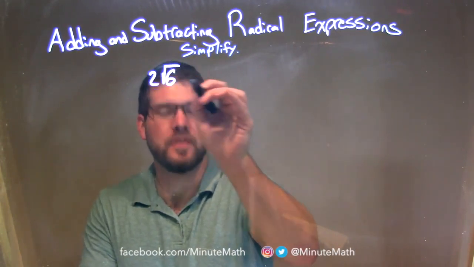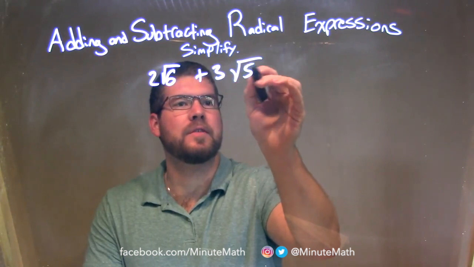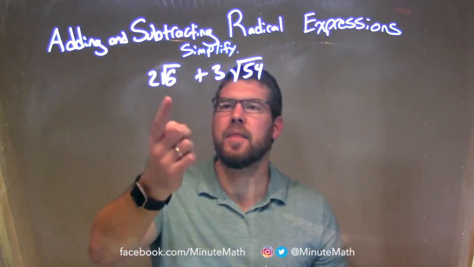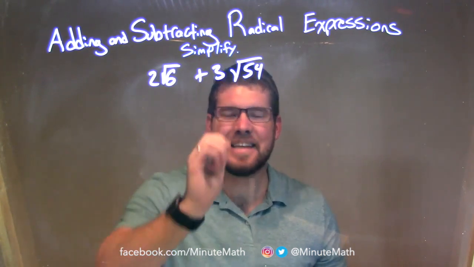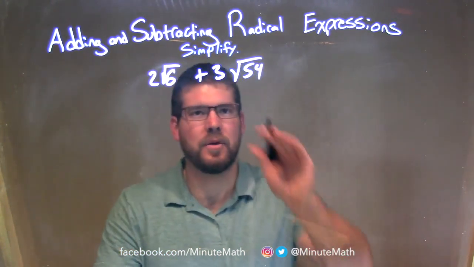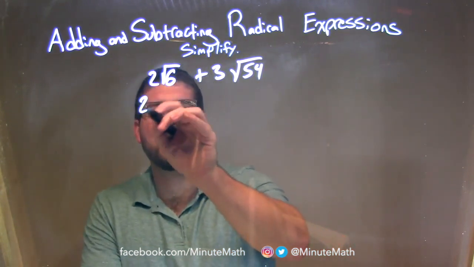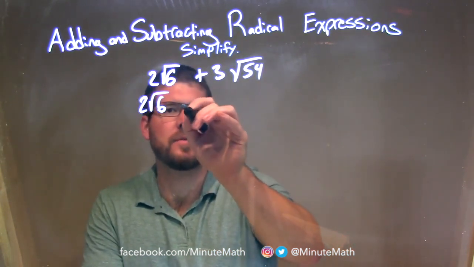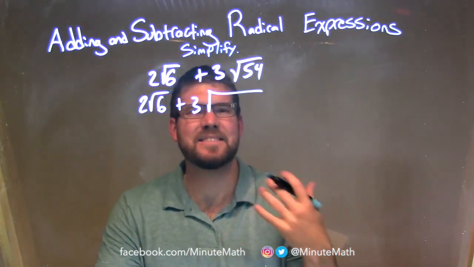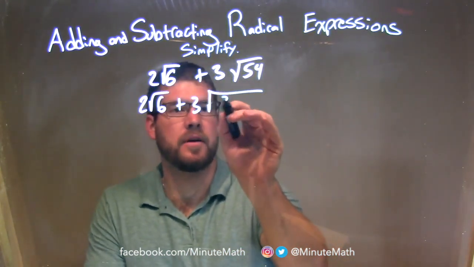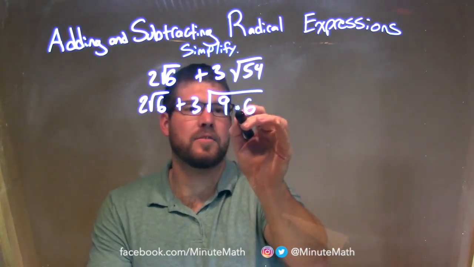2 square root of 6 plus 3 square root of 54. All right. They don't have the same square root base, so I need to adapt the square root of 54, specifically to see if I can somehow make it look like the square root of 6. So I'm going to rewrite this, 2 square root of 6 plus 3 times the square root of 54, well, that's 6 times 9, or 9 times 6. So we have 9 times 6 there. And the goal is to see if I can get some 6 right there.